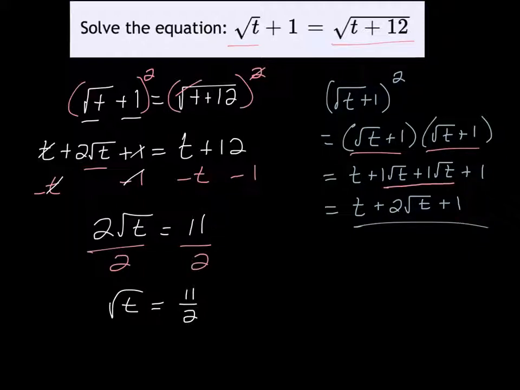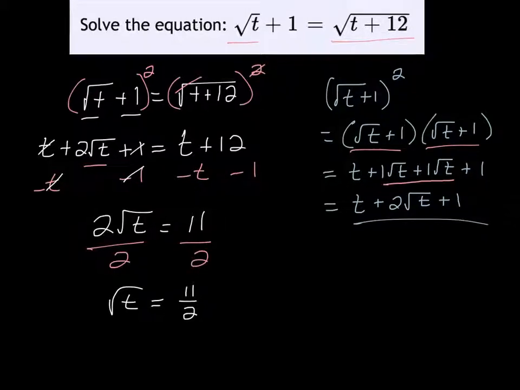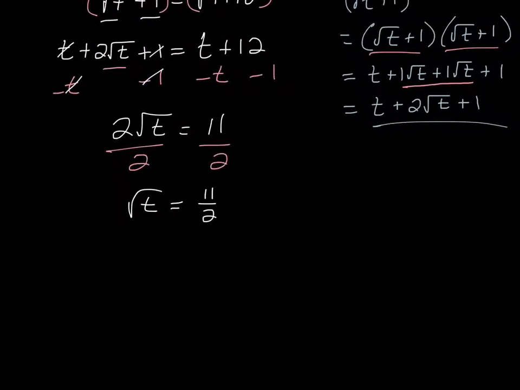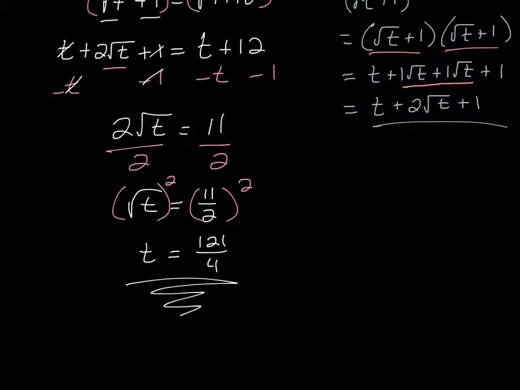Alright, now I'm going to square both sides of this equation again. And I'm doing this to get rid of this square root around the t on the left hand side of the equation. So when I square these, I get t equals 121 over 4. And there I've solved for my t.